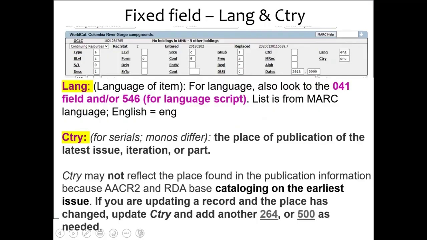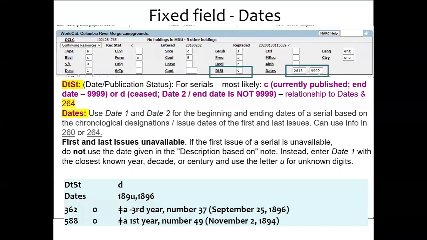And if you're updating the record and the place has changed, then you would update country. And you could add another 264, and you might add a 500 note to kind of explain it. So that would be something if you're doing more of either complex copy where you needed to update something in that serial record, or maybe you're even doing original cataloging.